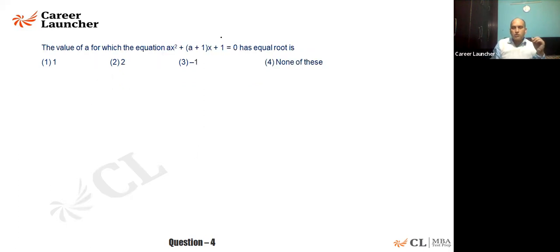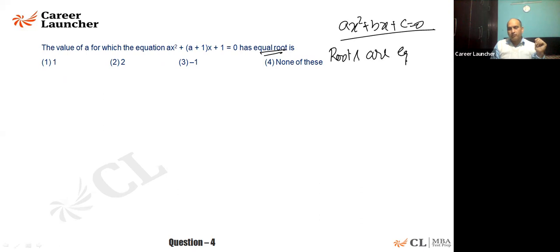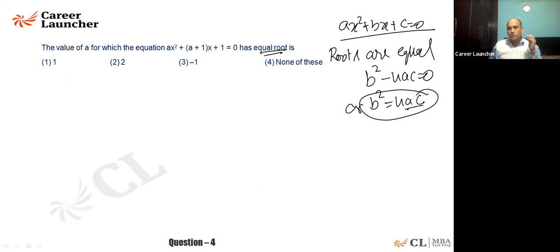Okay. Now the roots are equal. Let me explain it again. Ax square plus bx plus c is equal to 0 is a general equation. When the roots are equal, what we know is b square minus 4ac is equal to 0, or b square is equal to 4ac. I will say the square of the coefficient of x is equal to 4 times the product of the coefficient of x square and the constant term. Okay, fine, Aditya. Thank you for replying my dear. So b square is equal to 4ac.